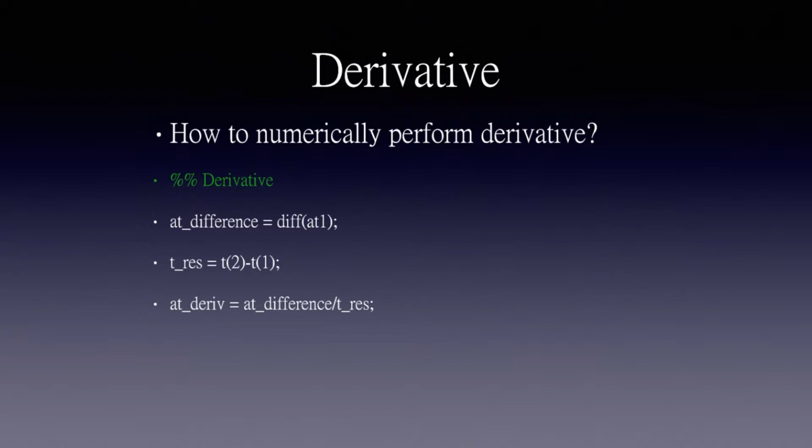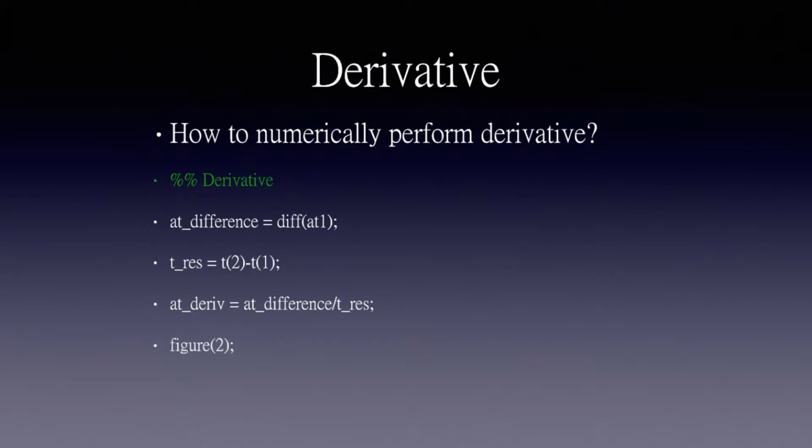You can see that I didn't put a point in front of divide because AT difference is a matrix, but this is a constant. A matrix divided by a constant, we don't need a period in front of the division.